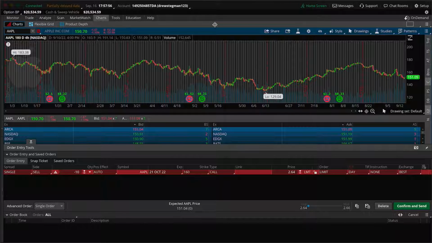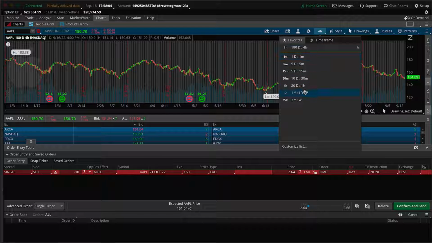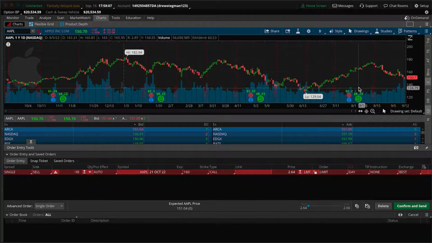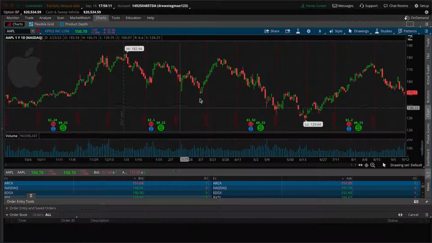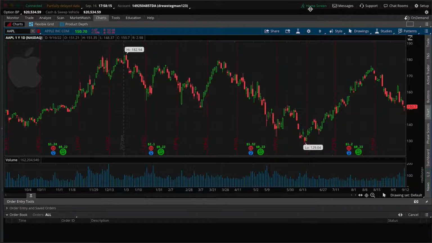Essentially, you can pull this up and look at any kind of time frame. This is going to be, I think, the 180-day time frame. Each candlestick is 4 hours. What I want to do is go to the 1 year, 1 day time frame, and you'll see that you can get a different perspective in terms of Apple and where it's trading, or where it has been trading. Let me just maximize this, and you'll see there are different indicators on Thinkorswim you can put on here as well.